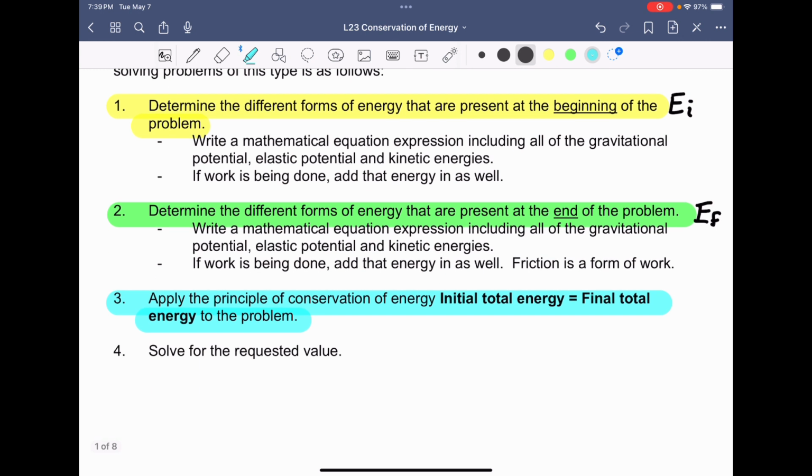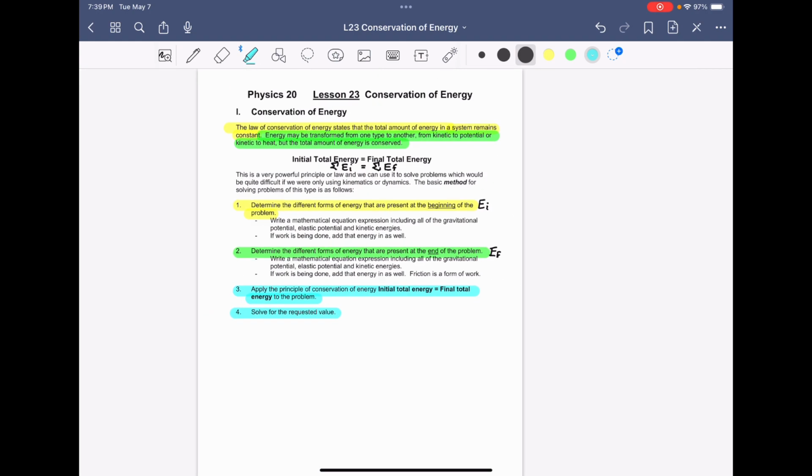And then lastly, we're going to make some substitutions from our formula sheet and solve for the requested value, whether that be speed or height. They could ask a bunch of different things. They could ask, what is the spring constant, the k value? We've seen that in the previous lesson, but we're going to get even more specific with it here.